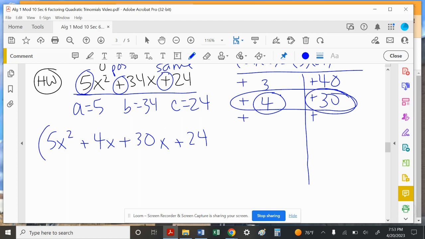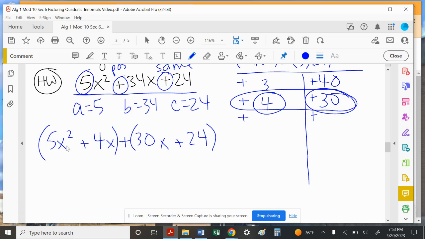And then I'm going to group my values together. So that gives me, you'll notice over here, 5x squared plus 4x plus 30x plus 24. Because there's a plus in the middle, as we learned in the last lesson, I don't have to change any of these values. If this was a minus, then this term right here would change from positive to negative or negative to positive. But I don't have to do that in this case.